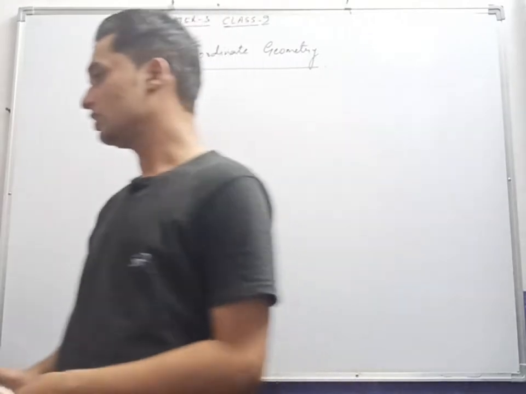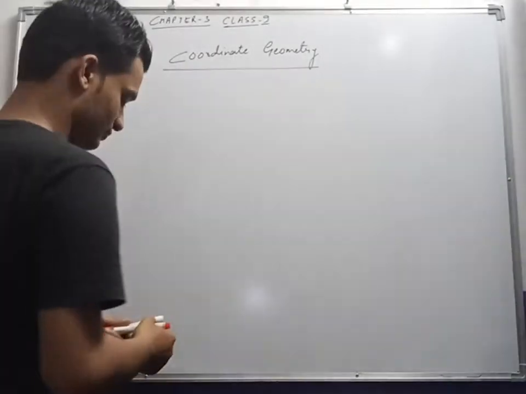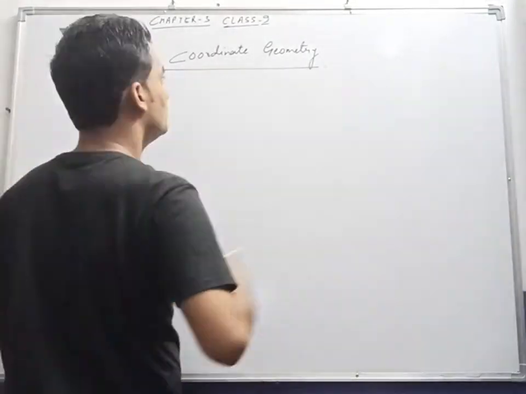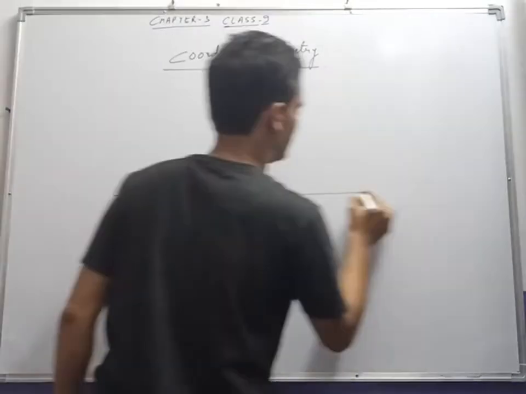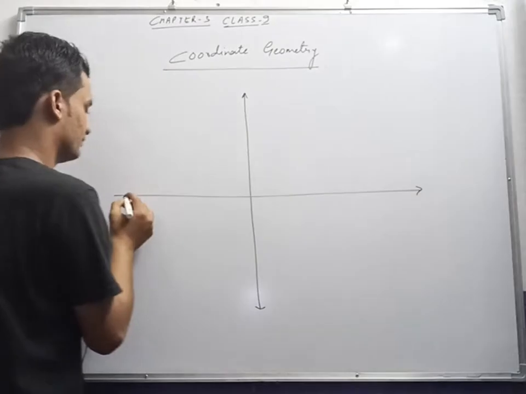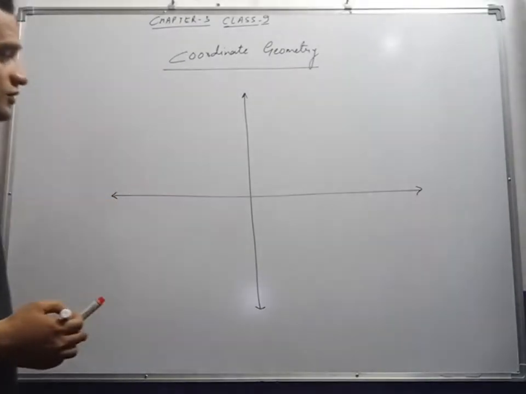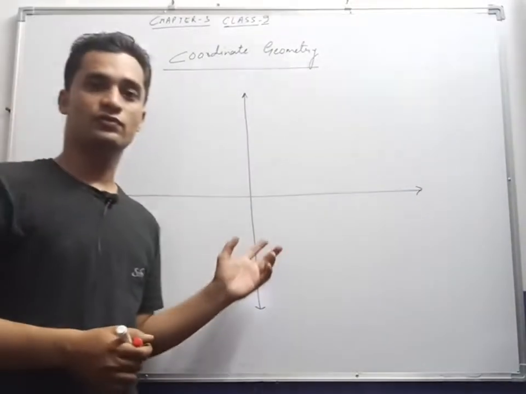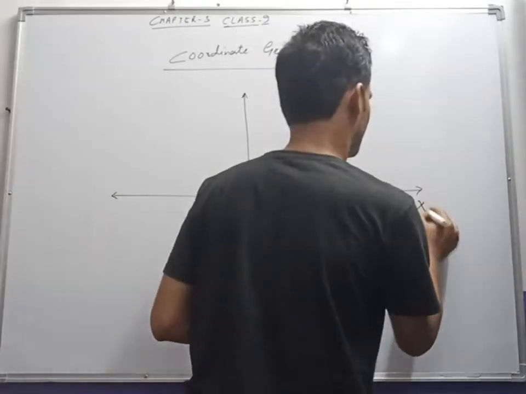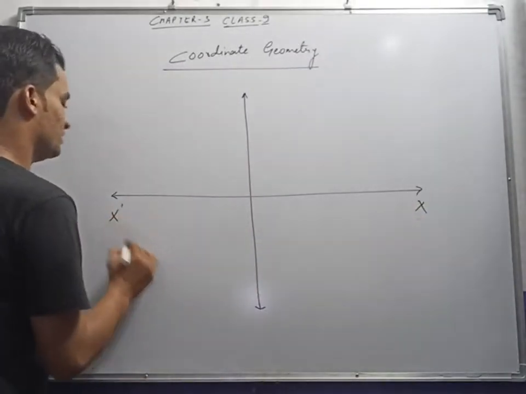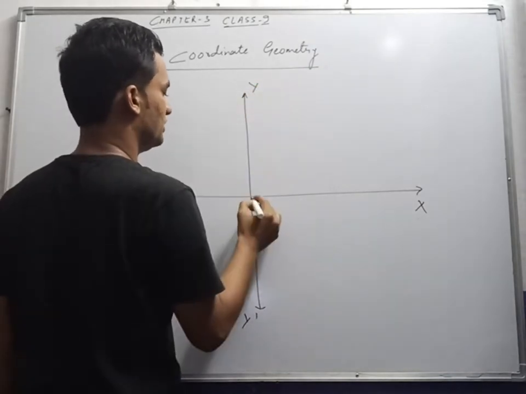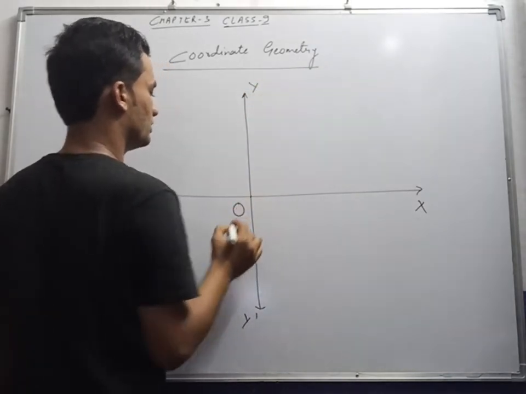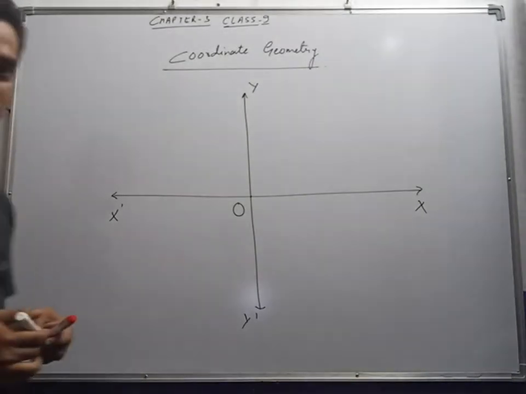So first of all, let me make a plane with the x-axis and y-axis. You all should focus here. This is positive x, this is x dash, this is y dash, this is plus y, and this is O.